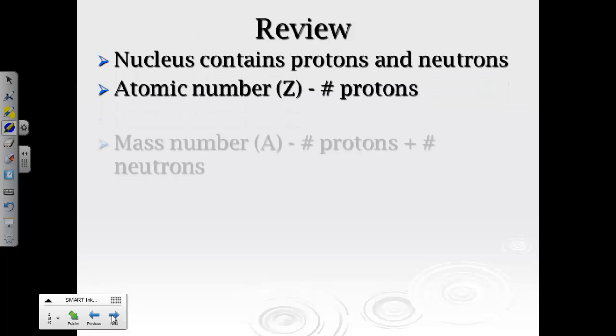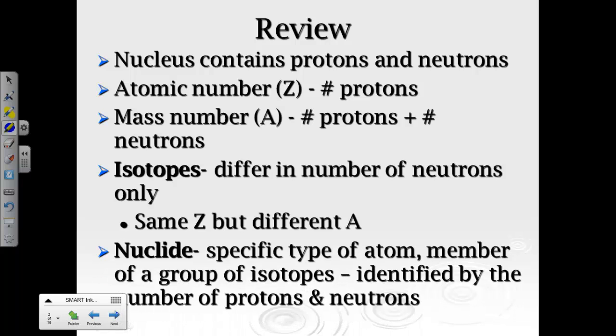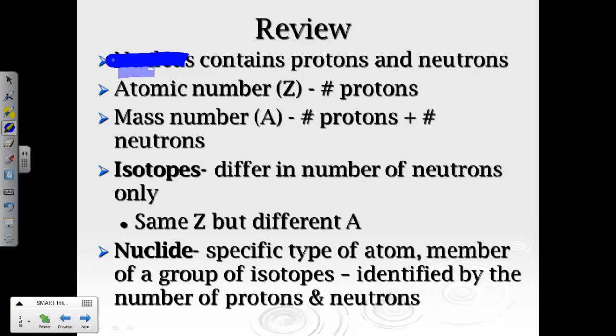Okay, a few things we got to do is review some concepts that are really crucial for nuclear chemistry. The first one being that we know that the nucleus will contain protons and neutrons, which, again, we've known for a while. Atomic number is the number of protons. That's what determines something as a certain atom. For example, all carbon atoms have 6 protons. That's what makes something carbon.